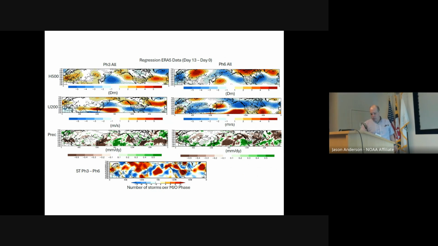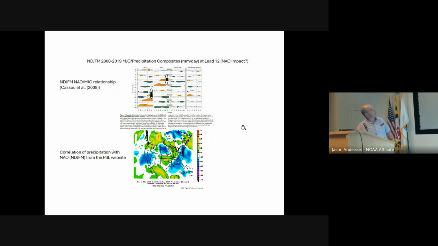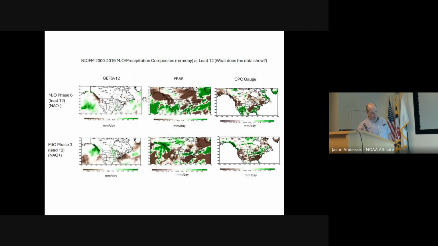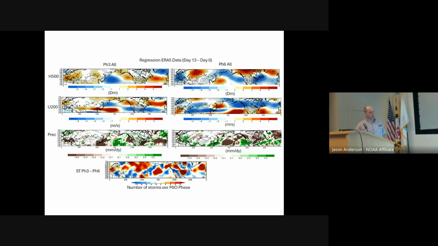So since we have this trend with the NAO, I thought I'd do a regression analysis of these different signals. So this is once again mimicking Cassou's work. I did a regression over 13 days, from 0 lead to 13 days out, of the 500 millibar data at the top, 200 millibar wind in the middle, precipitation, and for kicks, the storm tracks at the bottom. And this is phase 3 on the left column, phase 6 on the right. The hatched areas indicate significance at 95% using a two-tailed t-test.